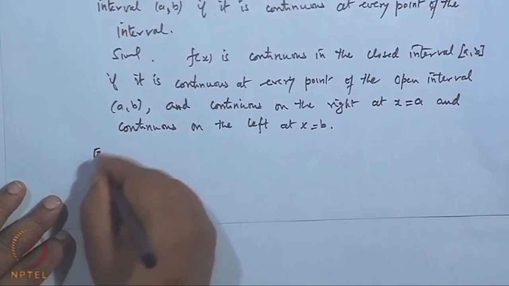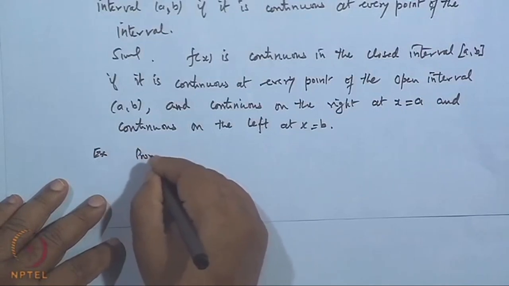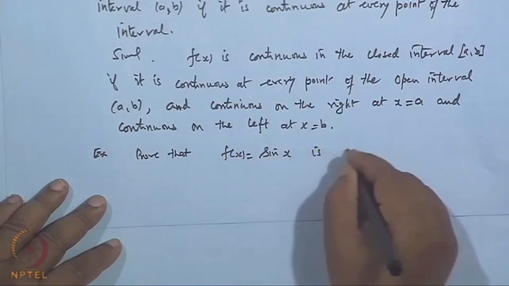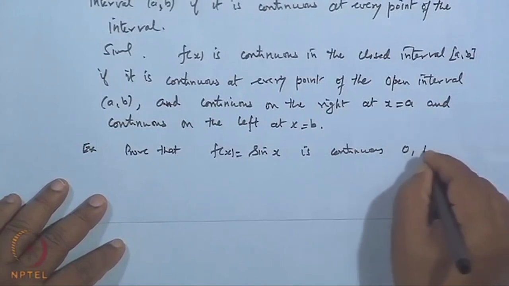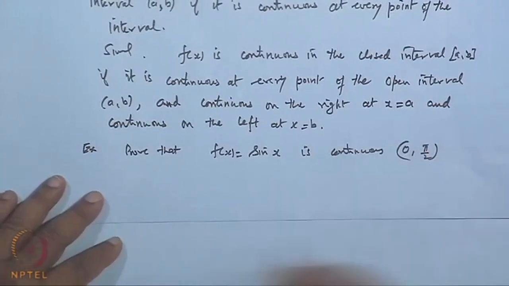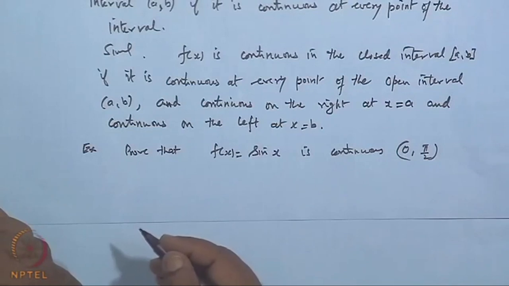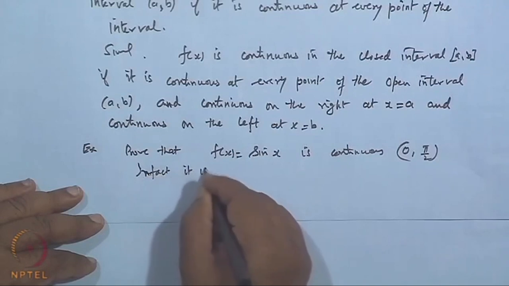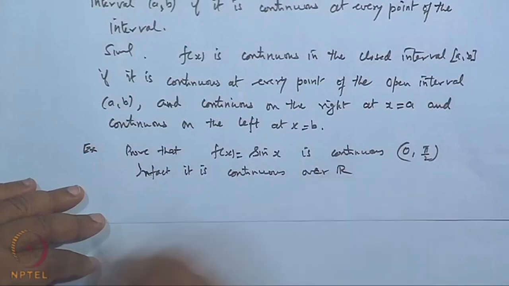Now let's take an example using the epsilon-delta definition. Prove that f(x) equal to sin x is a continuous function, say over the interval 0 to pi by 2. In fact, it is continuous everywhere because it is a periodic function. In fact, it is continuous over the entire real line R. So, the proof is simple.